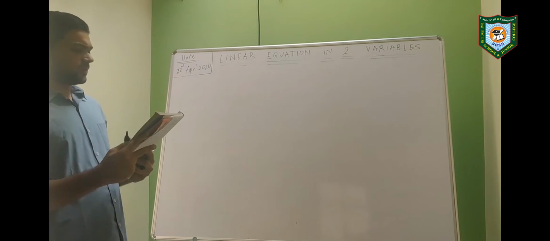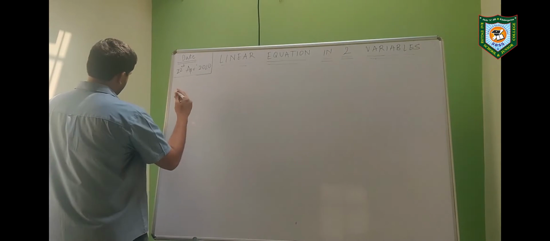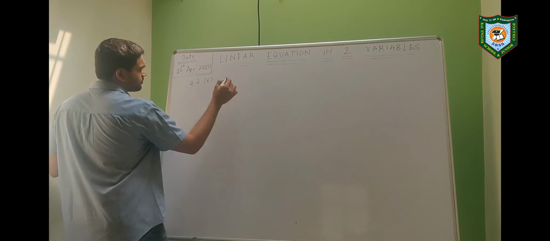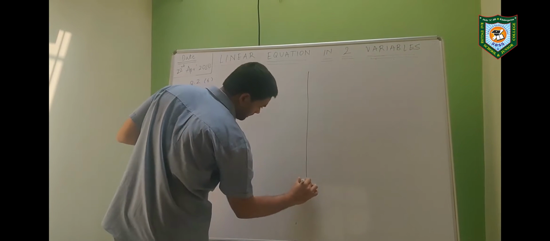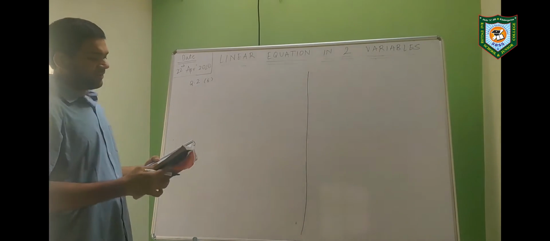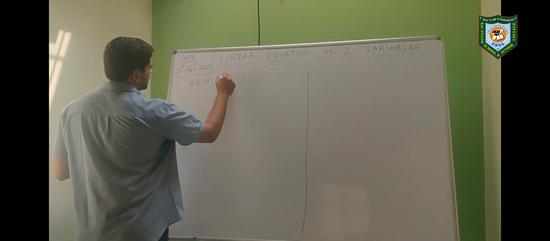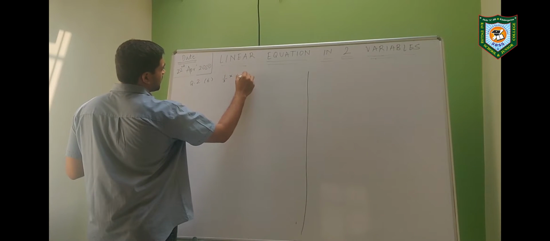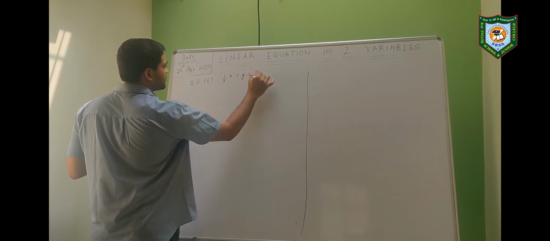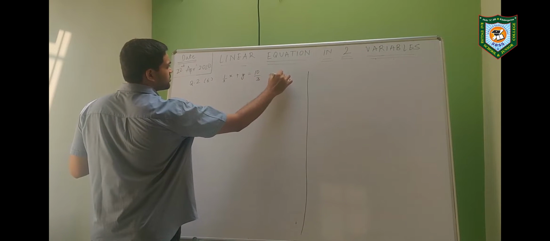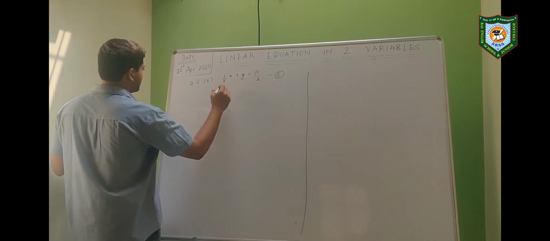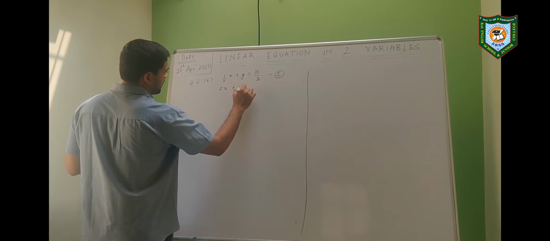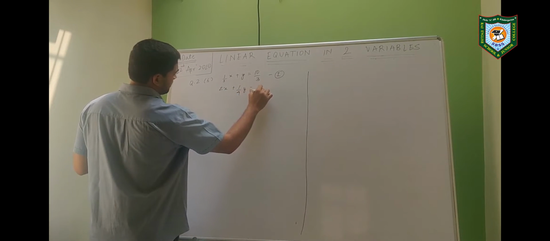So now we'll start with question number 2, sub question 6, which was not in the homework. Now we have two equations: 1 by 3 x plus y is equal to 10 by 3. This is my equation number 1, and I have another equation, 2x plus 1 by 4 y is equal to 11 by 4.